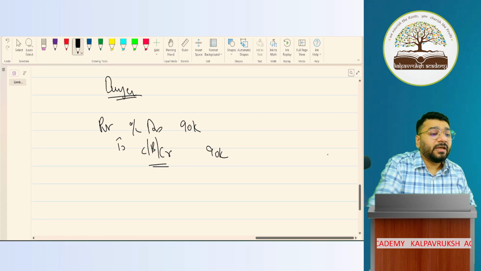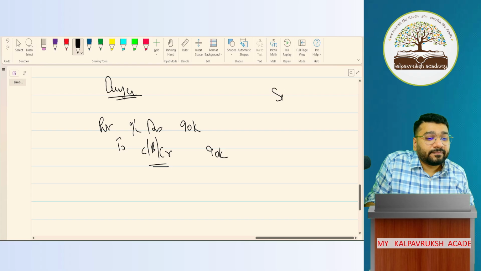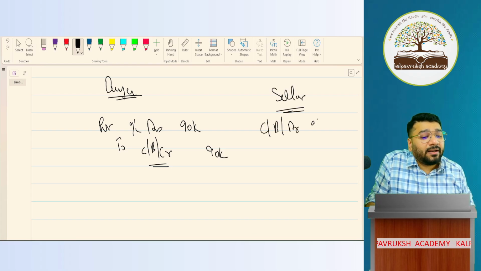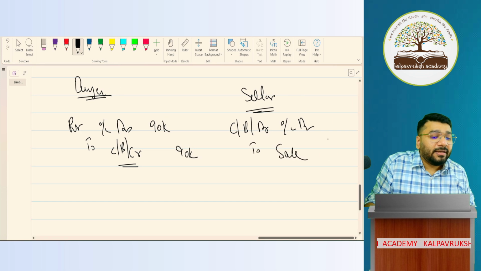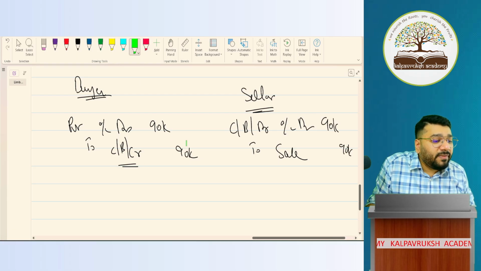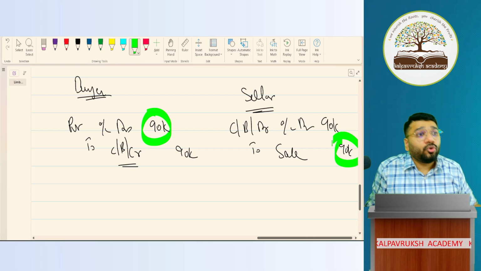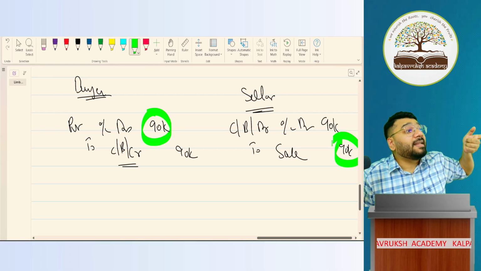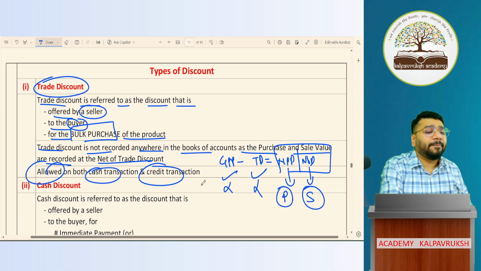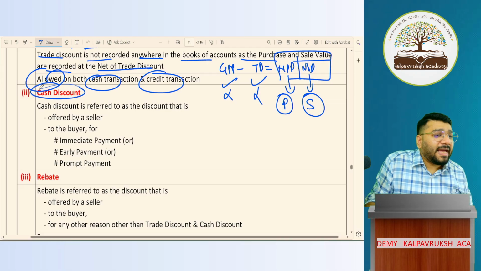Okay. In the books of seller, what is the entry? Cash, bank or debtor account debit to sale. At what value? 90,000. So purchase and sale is always recorded at the net value, not the gross value. It is net of trade discount. Okay, not okay. Loudly. Next is cash discount.